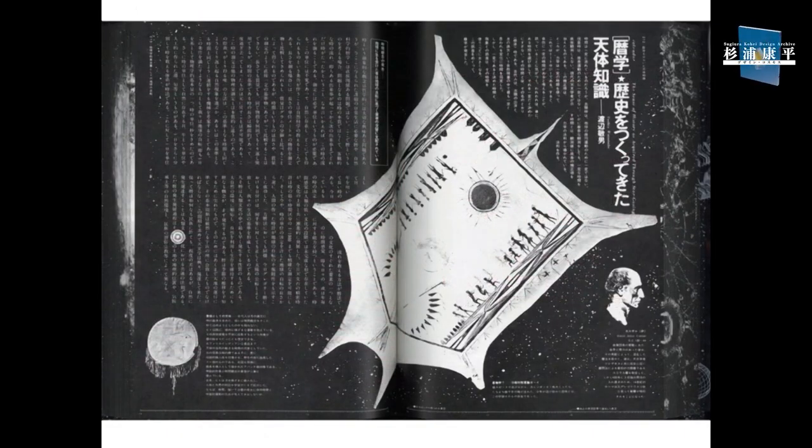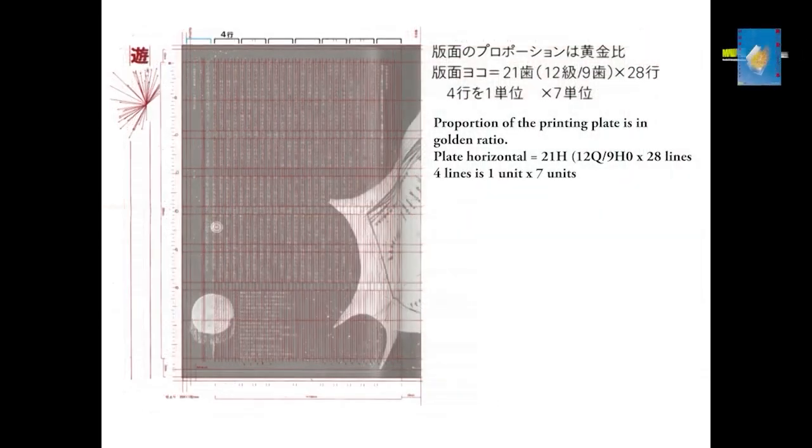Well, this is the complex grid system of Jan Tschichold's Cosmographica. The unrelated printing plate is the golden ratio. Horizontally, the line feed of the plate is 20H and 28 lines. Taking 4 lines as a unit, we get 7 units. Also worth noting is that 4 lines of 1 unit are assigned to the margins of the body set. This was the analysis of the line control in the horizontal direction.